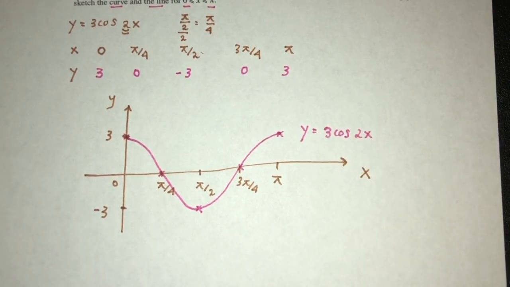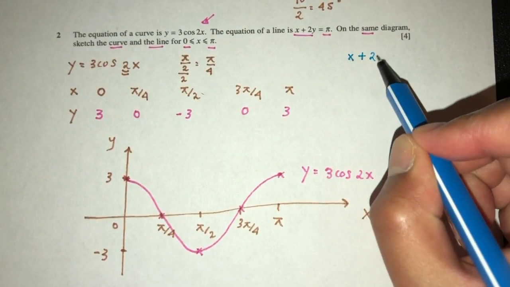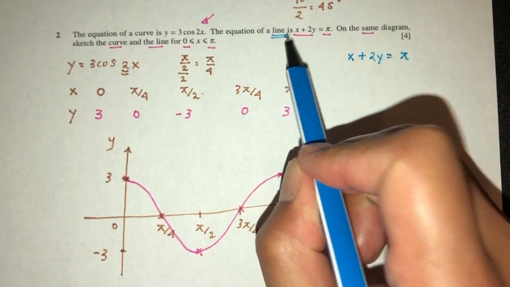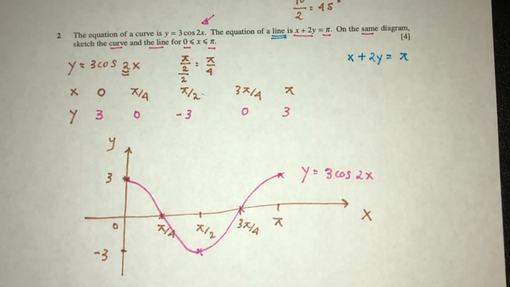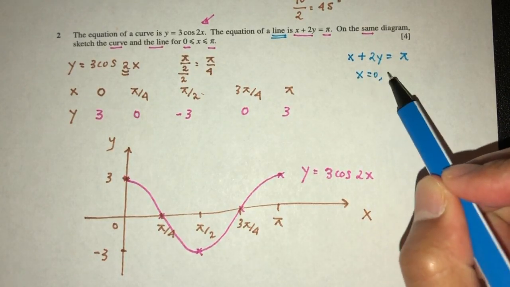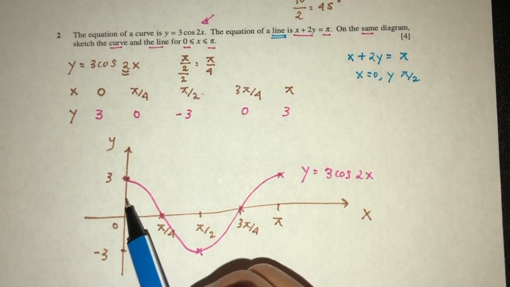Now for the other one, we have a straight line, which is x plus 2y equal to this. Now you can see this one is a straight line. So because it is a straight line, we just need to find 2 points on the line and then join them by a straight line. For example, I can first find when x equal to 0, y will be pi by 2. So here we have a first point. 0, pi by 2 should be 1.